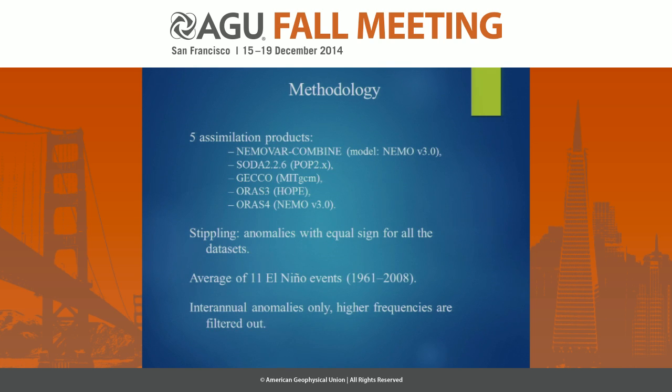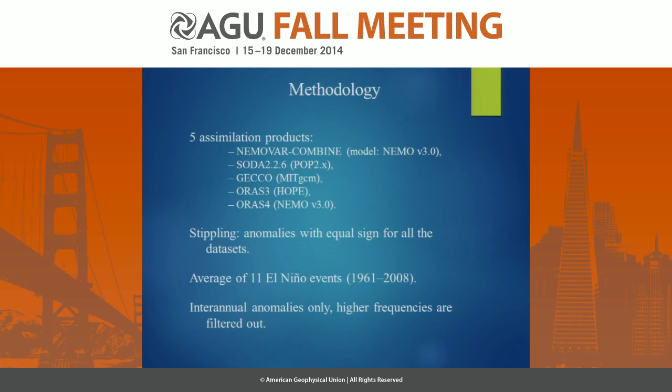To this aim, I have used 5 different simulation products. This is the list of the reanalyses. All the figures correspond to the average of these products, but I'm going to focus on those anomalies that show the same sign for all the data sets, and this is shown by this stippling.